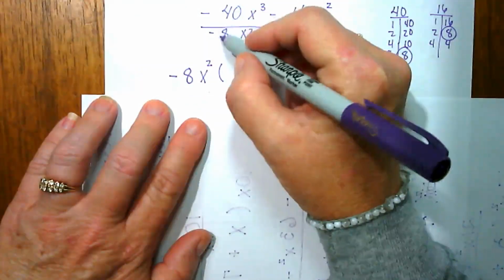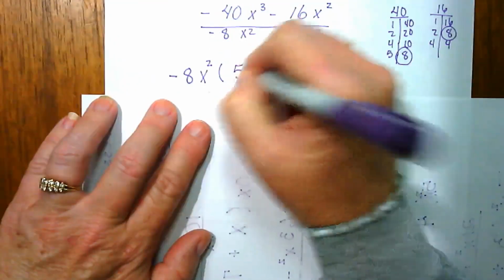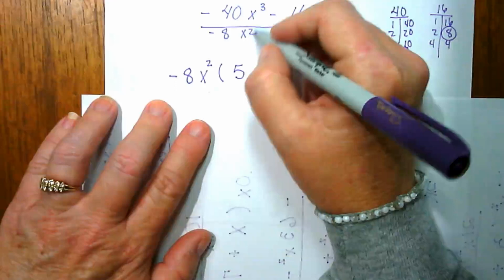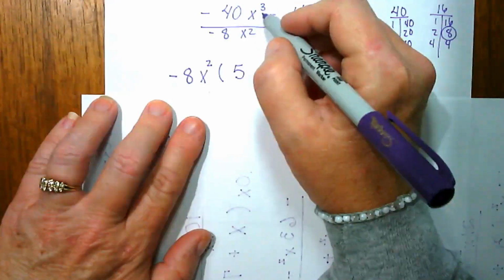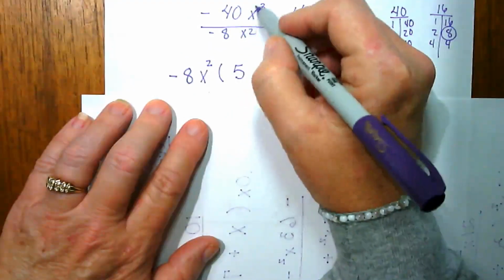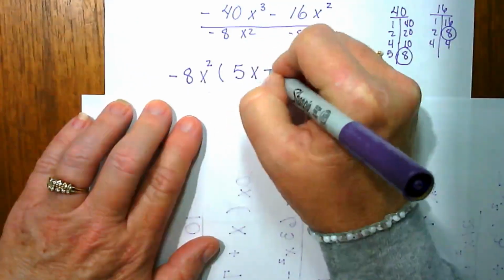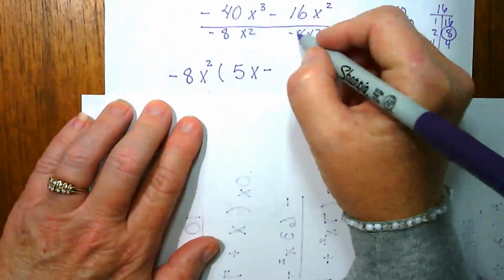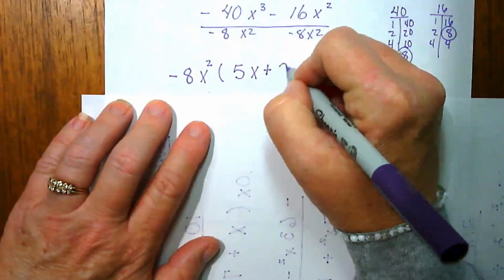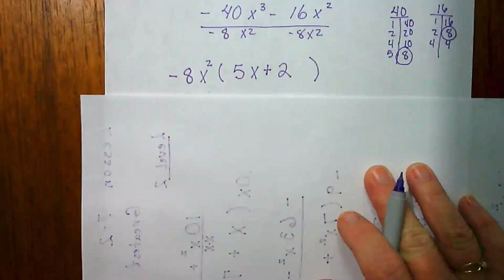And what do I have? A negative divided by a negative is a positive. 40 divided by 8 gives me 5. X cubed divided by x squared. If you remember, the rule for exponents is to subtract. So 3 minus 2 is 1, or 3 on the top, 2 on the bottom, I can cancel 2, and I'm only left with 1. Minus, except minus divided by a minus gives me a plus. 16 divided by 8 is 2. And x squared on the top and x squared on the bottom cancel each other out.